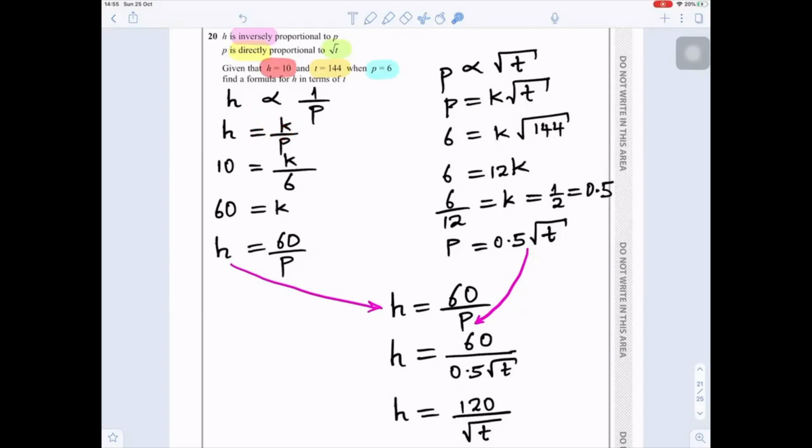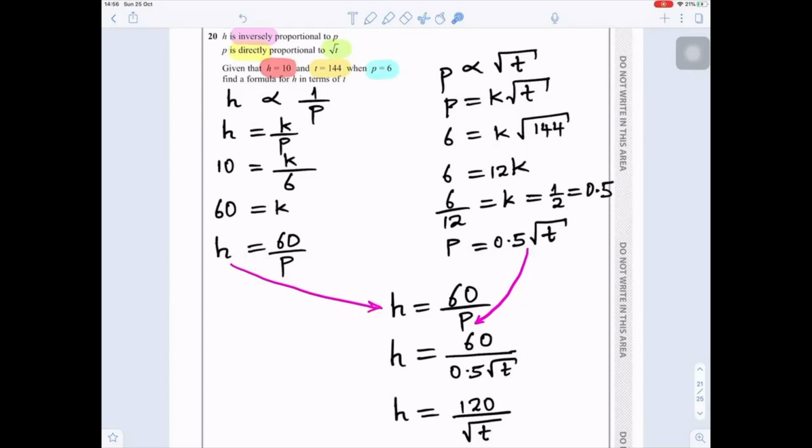Now you sub in some values. P is 6 and T is 144. You solve it to find the value for K. The square root of 144 is 12. So 6 equals 12K. You divide by 12. 6 divided by 12 gives K, which is a half or 0.5. So you can write the equation as P equals 0.5 root T.